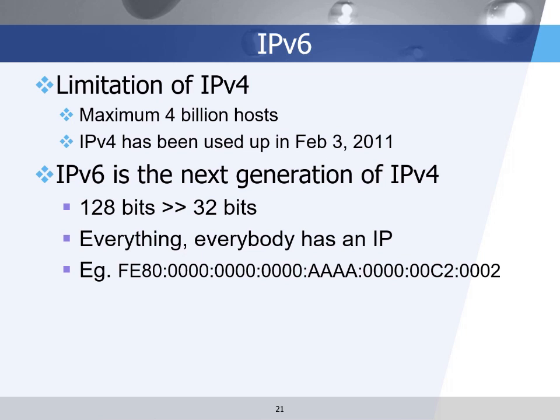And IPv6 is the next generation of the IPv4, and it uses 128 bits, so it's not 32 bits anymore. Because we have more bits in the IPv6, so we can represent more machines. And the IPv6 is important, especially in this IoT environment. All of the devices will probably have a public IP. And following is an example of the IPv6 IP address.